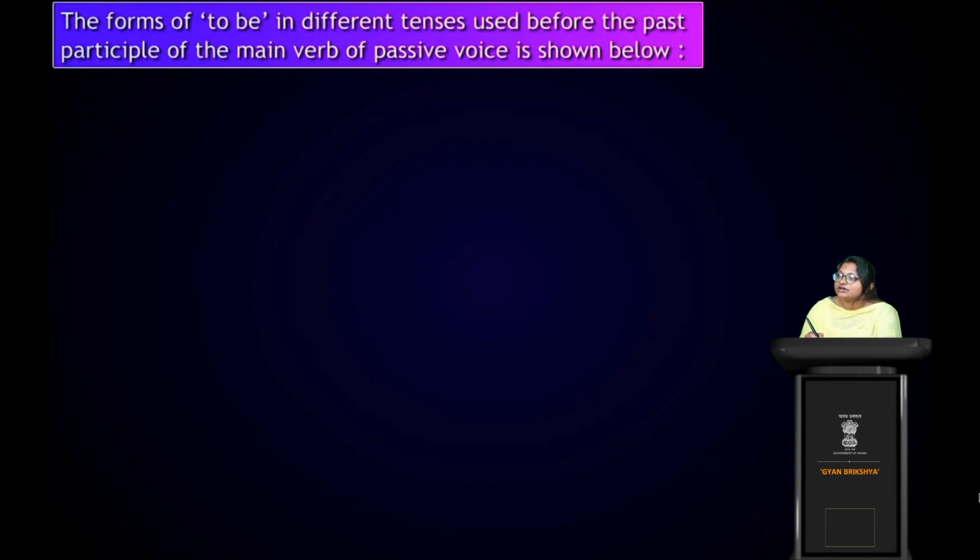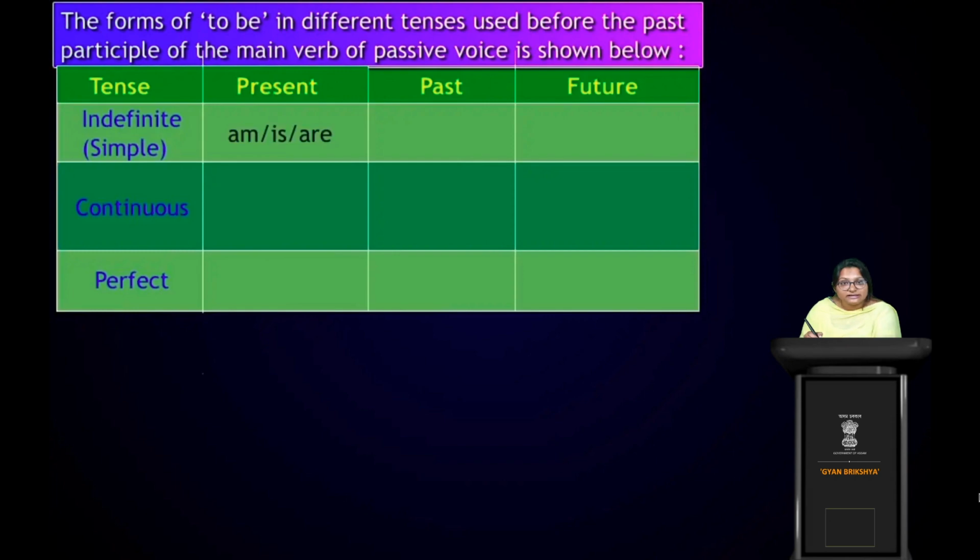Now see. In case of indefinite, and in case of present tense, meaning present indefinite or present simple, it is am, is, or are. We use am, is or are. Clear? Now what happens in case of continuous? So am, is, and are.